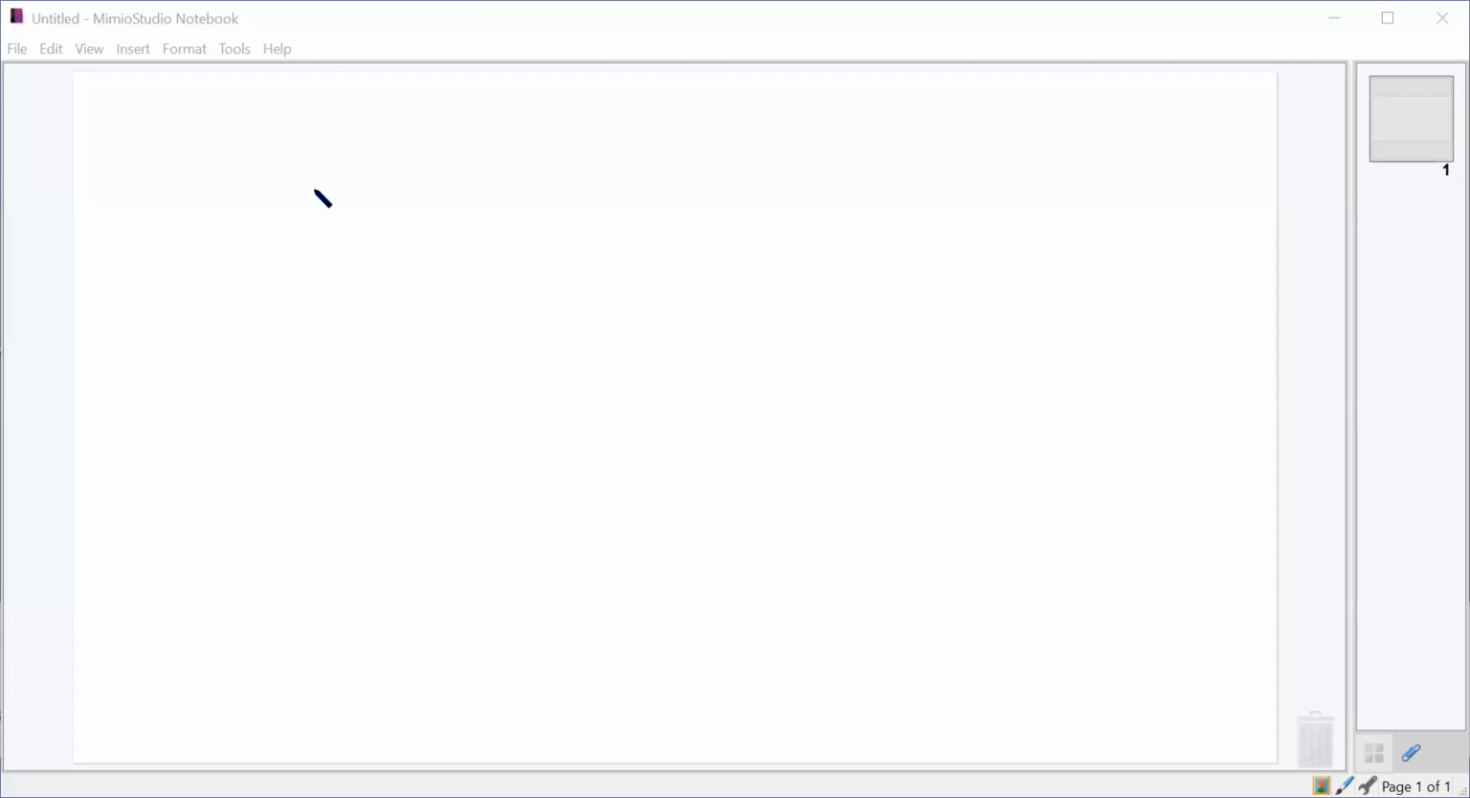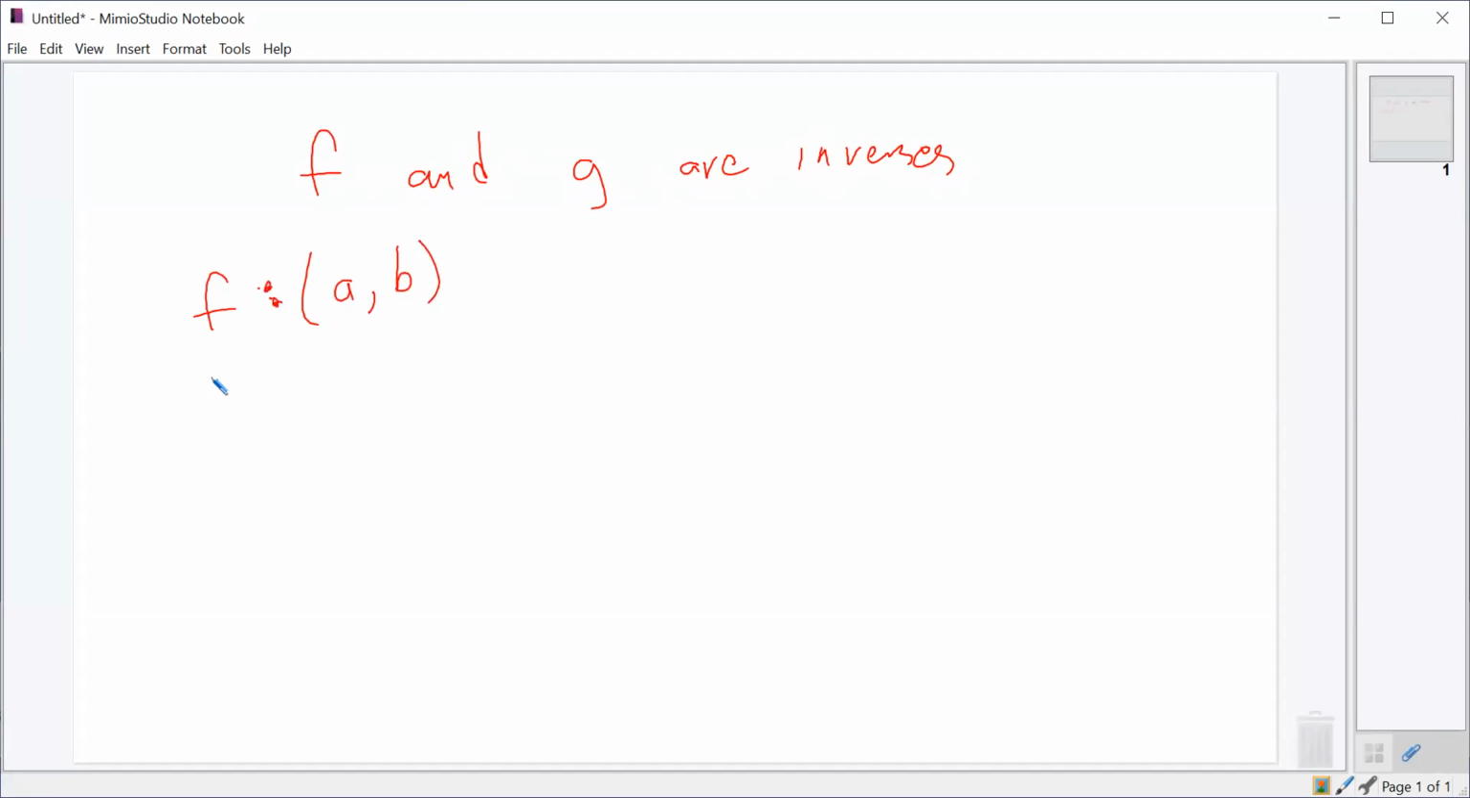The inverse rule says if you have two functions, f and g, that are inverses, the first thing we want to know is that if f contains some point (a, b), then g is guaranteed to contain the point (b, a). That's effectively what an inverse function is, right? You exchange the x and the y values. All right, so we know that that's true.